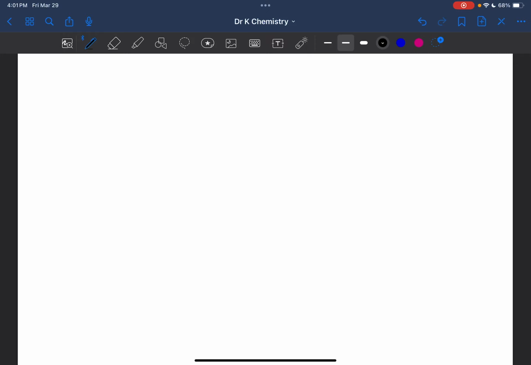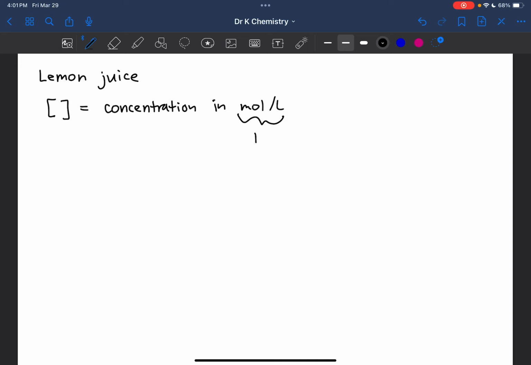If we examine the concentrations of hydrogen ions in acidic solutions, you would find that a lot of the time they're actually pretty small. So for example, lemon juice, this bracket notation here means concentration in moles over liters, which of course is molarity. So whenever you see a number included in these little brackets, it's saying that is the concentration.